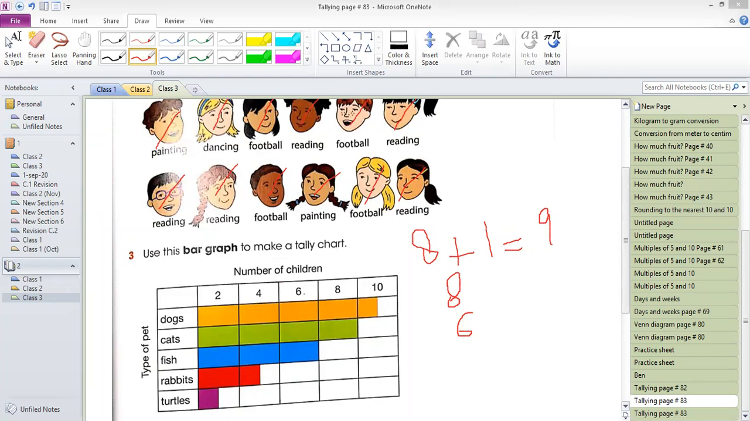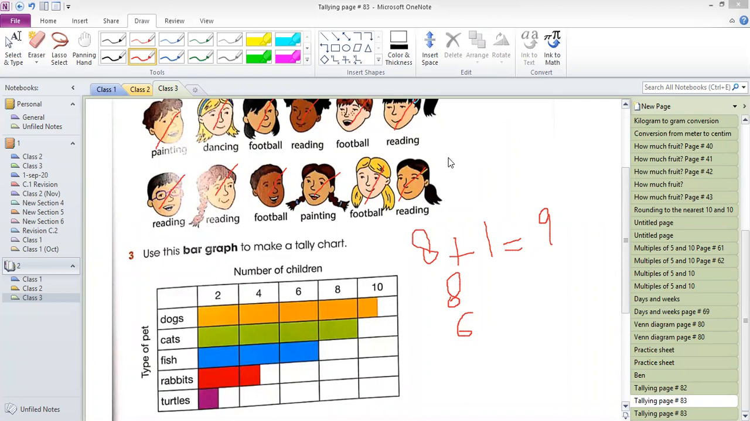So this is number of children, guys. This is the dog. This is types of pet. So 9 children are having dogs. 8 children are having cats. And how many children are having fish? 6. How many children are having rabbits? Can you tell me, guys? How many children are having rabbits?